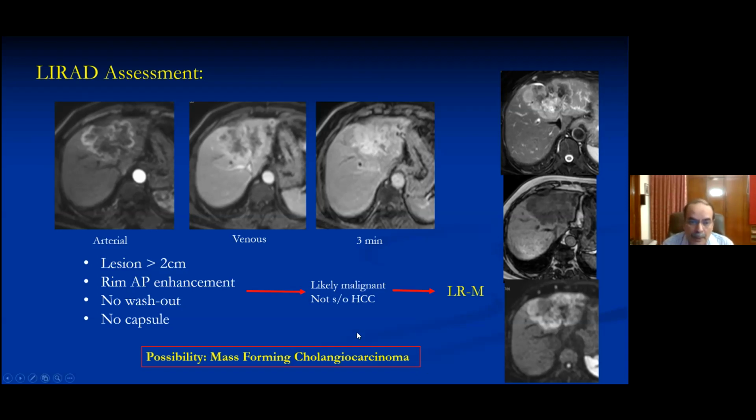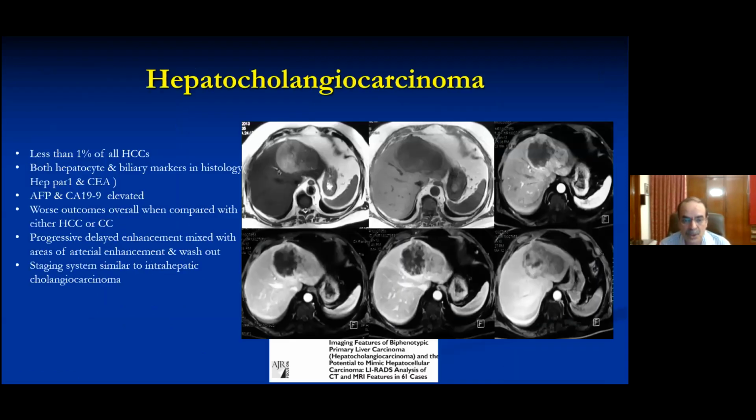So I hope I've got the point right that mass-forming cholangios show you rim enhancement, are associated with subtle biliary dilatation, and they show you delayed enhancement as well. There is no significant washout, which is the opposite of what we get in hepatocellular carcinomas.